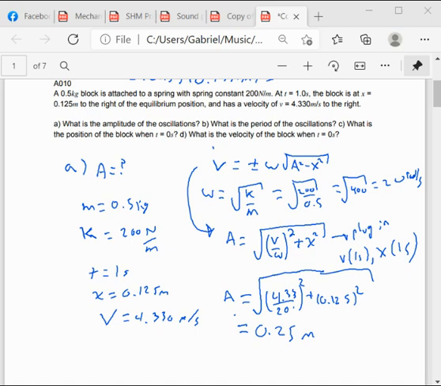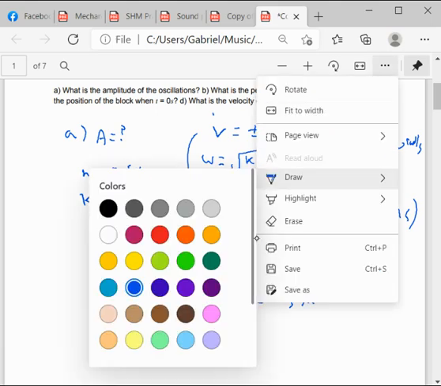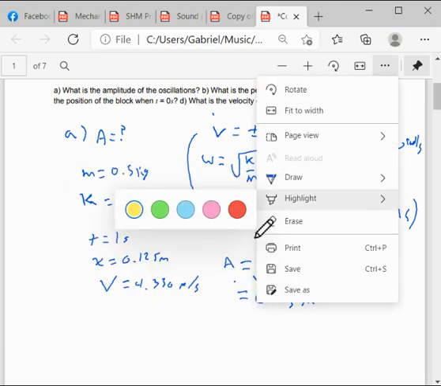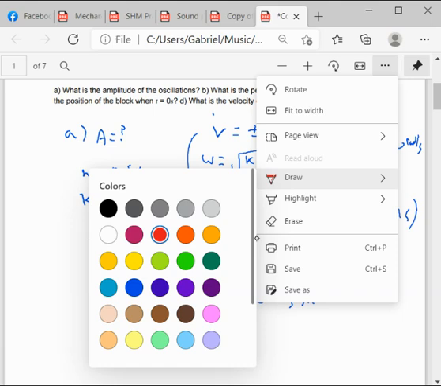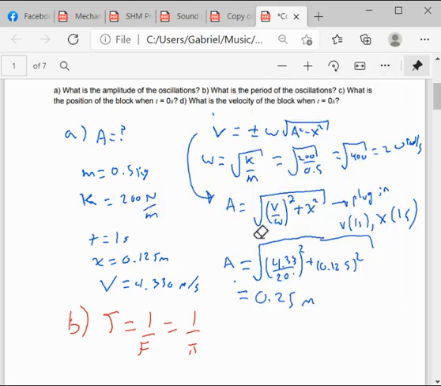So part B, in this case, asks for the period of oscillations. Thankfully, we know the angular frequency, and we know that there's a relationship between the two. So for part B, what I would do is just use the relationship between angular frequency and period. You recall the period is the reciprocal of the frequency. Frequency is related to angular frequency. Actually, that's the other way around.